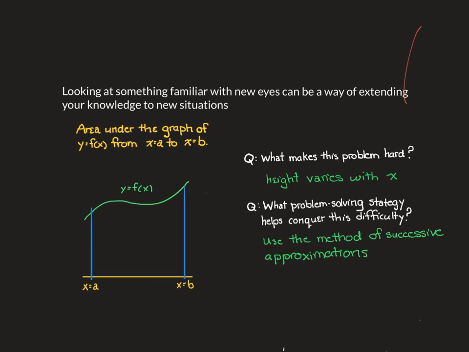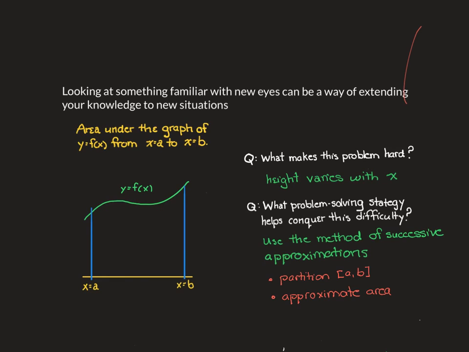There are four steps to this. They involve first slicing or partitioning the x interval, because height varies with x, partitioning the x interval AB into pieces, and then on each piece approximating what we're trying to find, which in this case is area. Approximate the area.